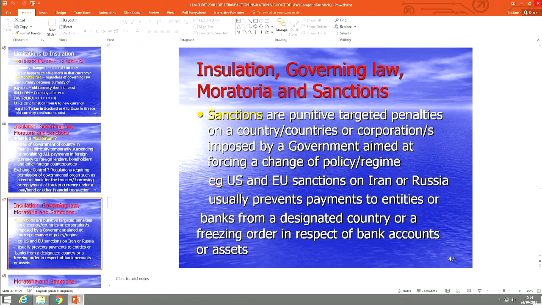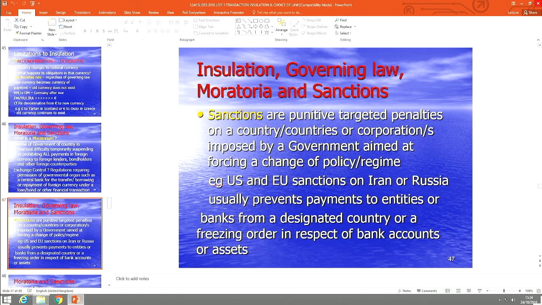Now that's different from the moratorium. Because this one simply says the government of the United States or the governments of the EU will impose penalties if you enter into a financing transaction or indeed a trading transaction with Iran, for example.